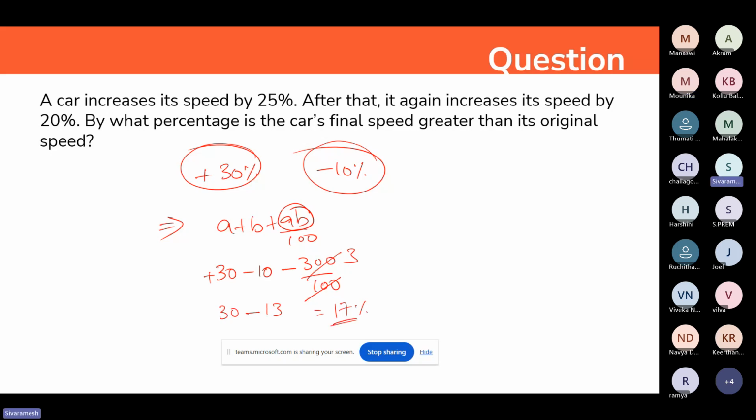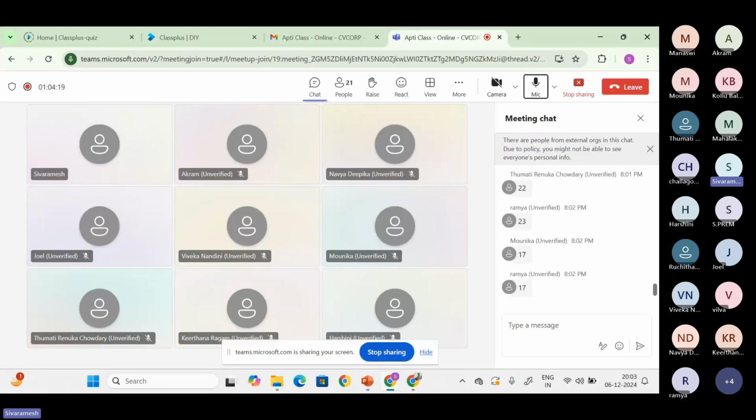And I'll ask you one more question. Let's say the bike speed increases by 20%. Again, it increases by 10%. Again, it increases by 10%. When we have three successive changes, all increments only, what do we have to do? Can you try this?